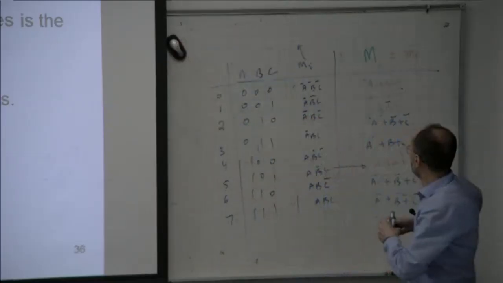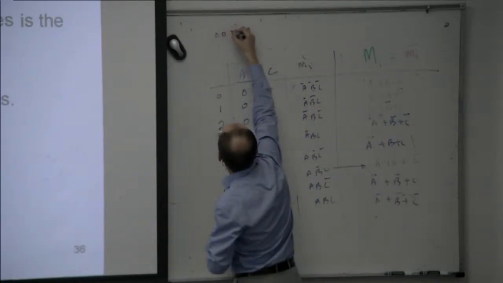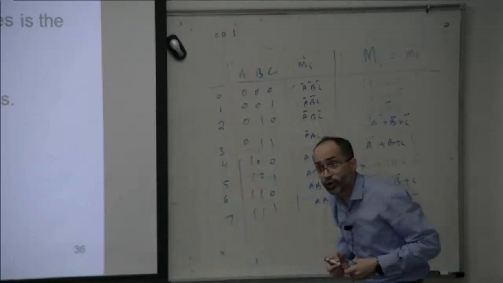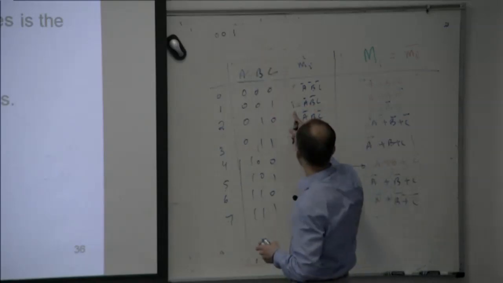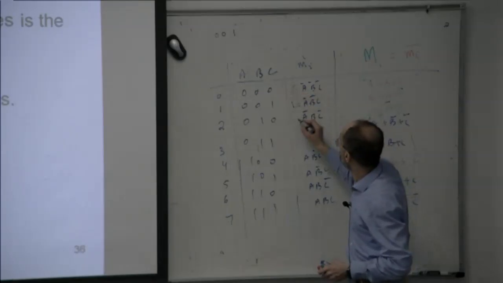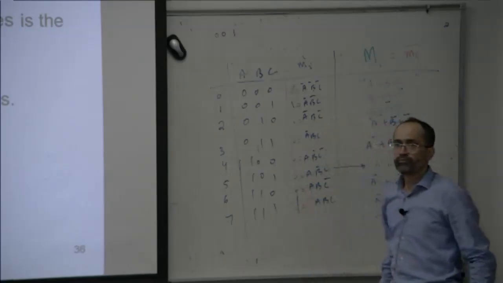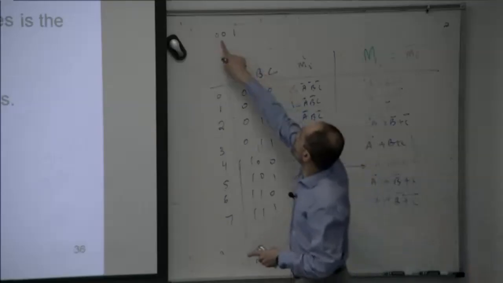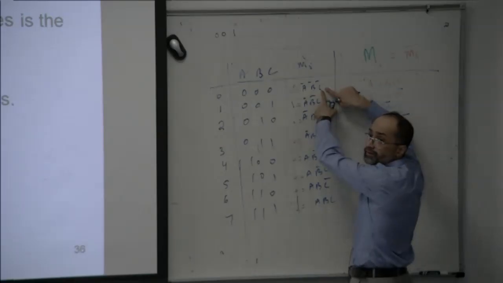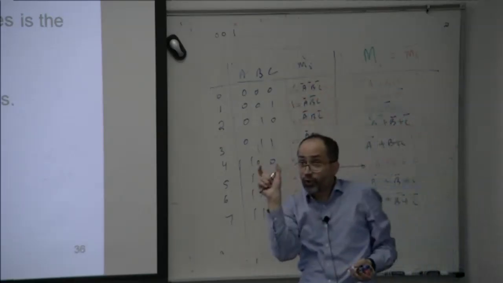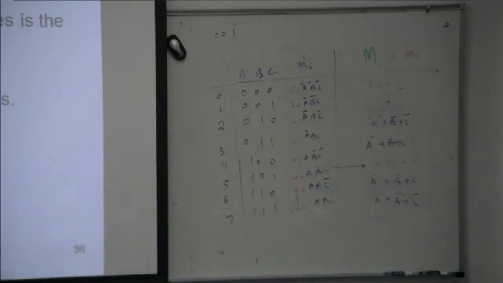Now assume that we have the combination 0, 0, 1. So M1 will be 1 because it's 0, 0, 1. This will be 1, and all of the others will be what? 0. Got it? Why? Because if it says 0, 0, 1, 0, it will become 1, and it will become 0. So for the min term, for that particular combination, the output will be 1, and for all of the other combinations, the output will be 0.